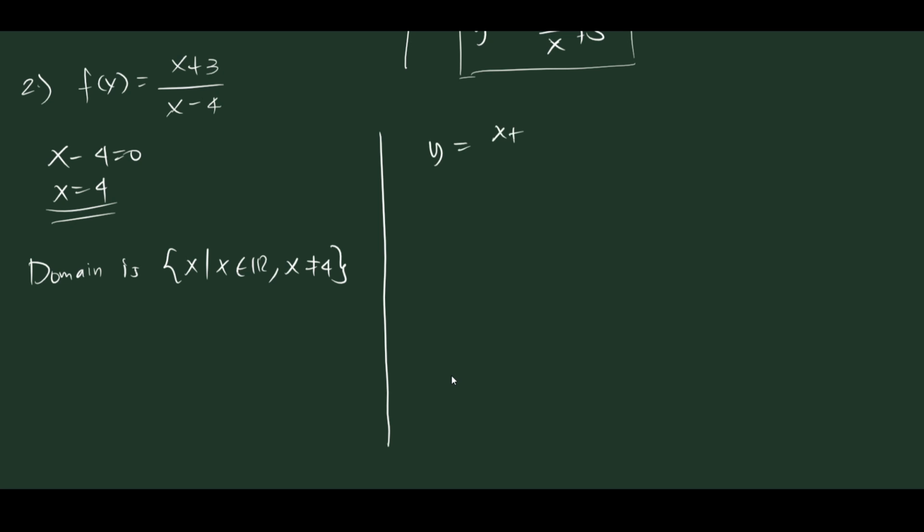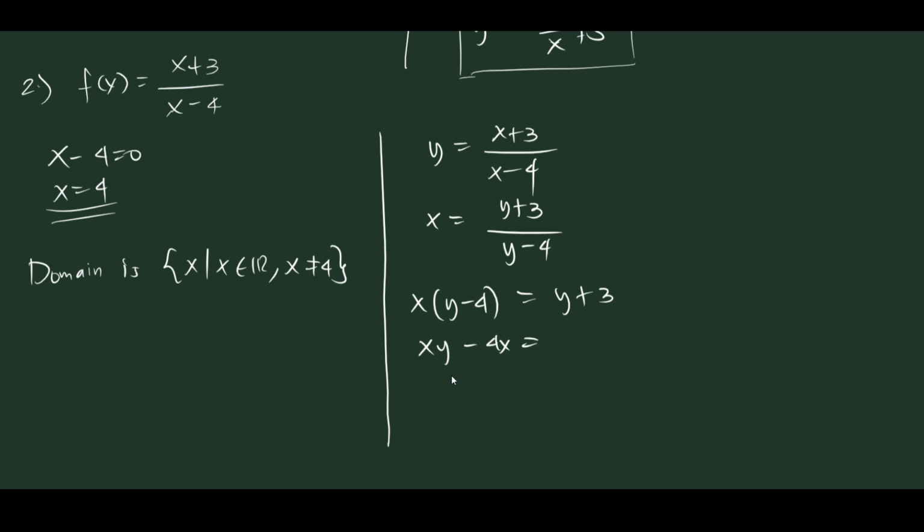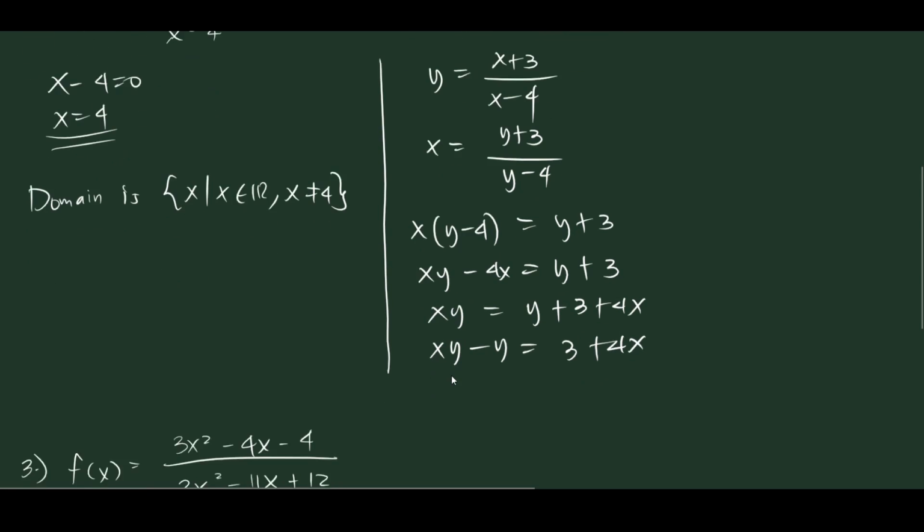So y is equal to x plus 3 all over x minus 4. Let us interchange the x and the y. We have here x is equal to y plus 3 all over y minus 4. Okay, so let's multiply y minus 4 to both sides. X multiplied by y minus 4 is equal to y plus 3. So we have here xy minus 4x is equal to y plus 3. Let's add 4x to both sides, so we will get y plus 3 plus 4x. Then subtract y on both sides. Xy minus y is equal to 3 plus 4x.